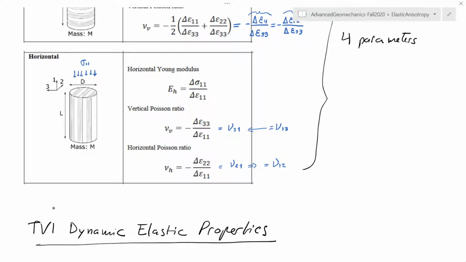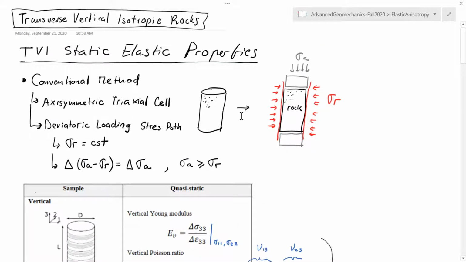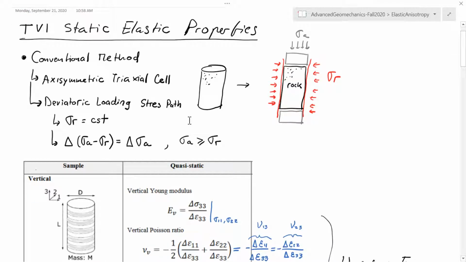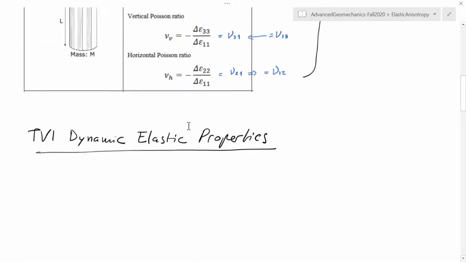Why do we call it static? We call it static because we are using the triaxial method, in which we are applying strains which are on the order of 1/10,000 to 1%, and the loading is quasi-static, or it is applied very slowly. That's why these are called the static properties. All right. Let's see now how we measure the dynamic properties of a TVI rock.